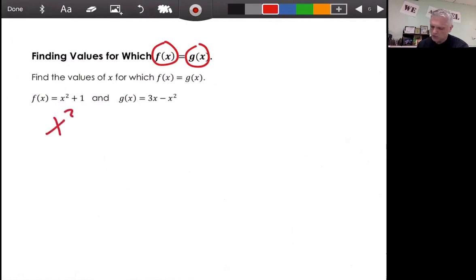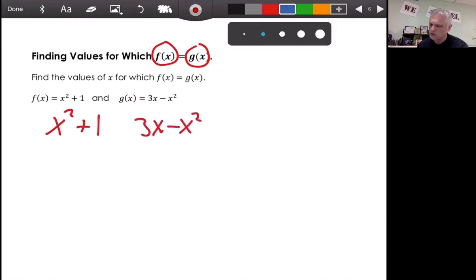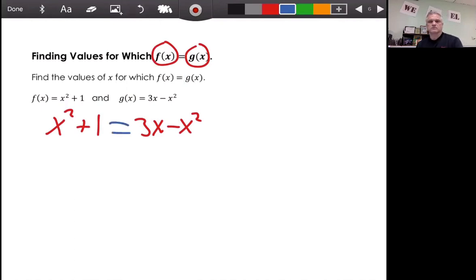x squared plus 1 is your f of x. 3x minus x squared is your g of x. Okay, so we got this one equals this one. Stick an equal sign there. Cool. Let's do it. All right.